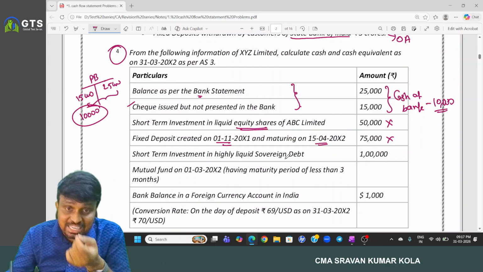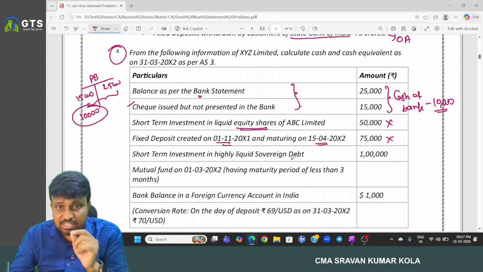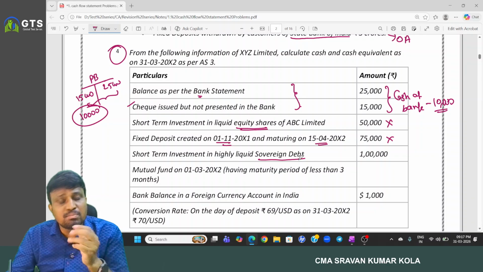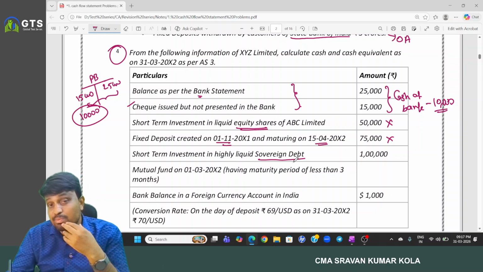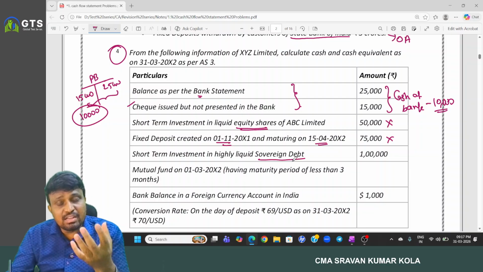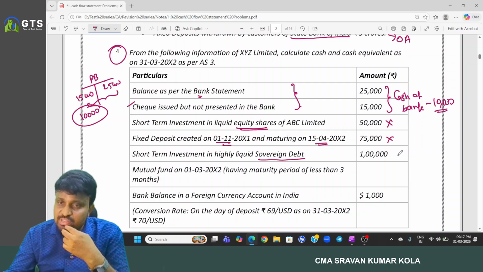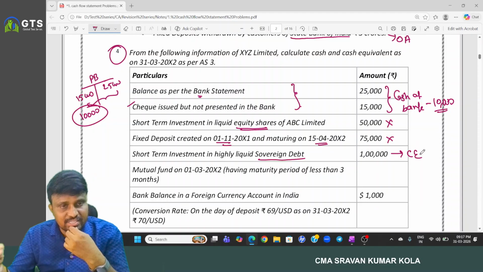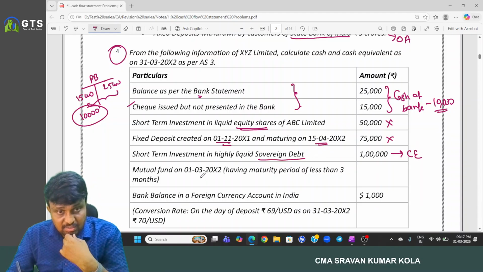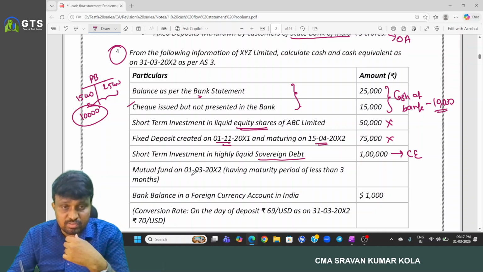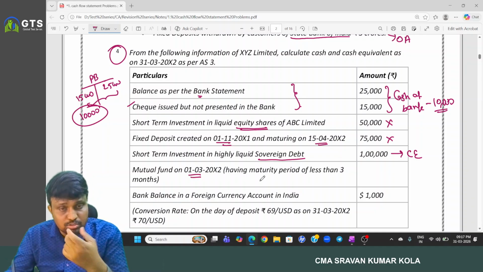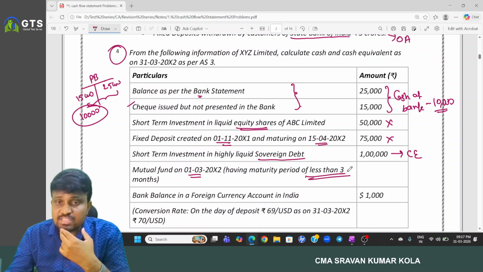Short-term investment in highly liquid sovereign debt. Sovereign debt means those are nothing but bonds. Bonds are not carrying significant risk. That's why these are covered under what? Cash equivalent items. Mutual funds on 1/3/2022, 2000 x 2, having a maturity period of less than 3 months.